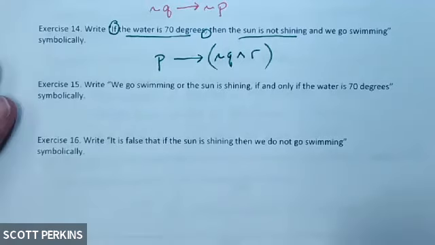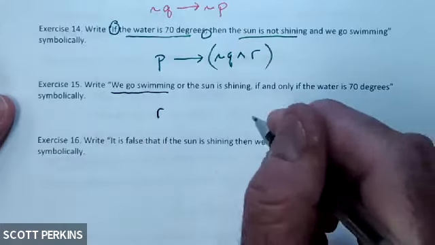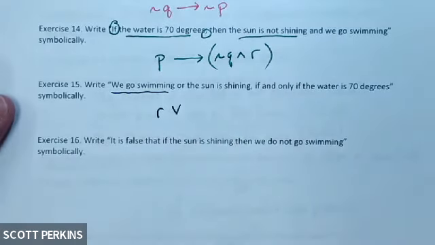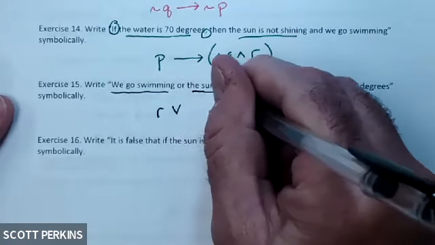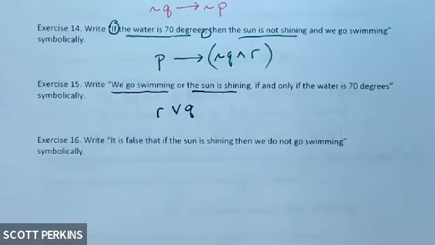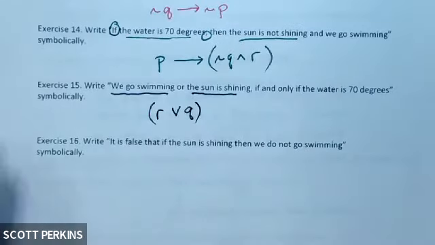All right, this one starts off with the words we go swimming. So we go swimming is R. Or, the word or means the disjunction, so it's symbolized by the V. The sun is shining, so that is Q. Then I have a comma. So what do I have to put around that statement that I've just written? Parentheses. They are on the same side of the comma, so they get parentheses.